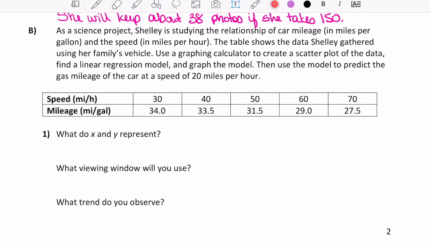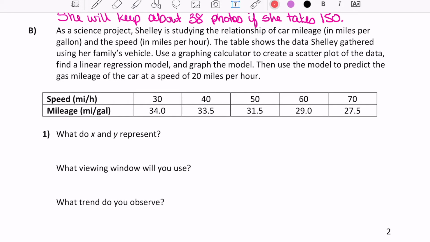Let's do another example using regression. So we're going to do B. As a science project, Shelley is studying the relationship of car mileage in miles per gallon and the speed in miles per hour. The table shows the data Shelley gathered using her family's vehicle. Using a graphing calculator to create a scatter plot of the data, find a linear regression model and graph the model. Then use the model to predict the gas mileage of the car at a speed of 20 miles per hour.